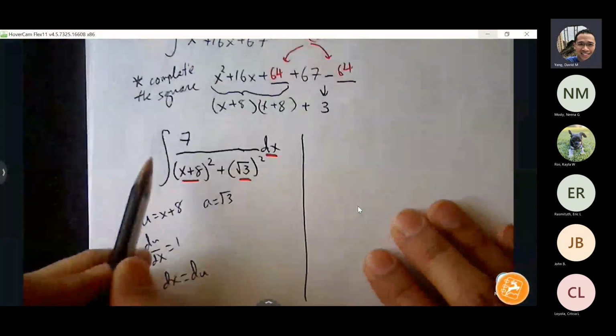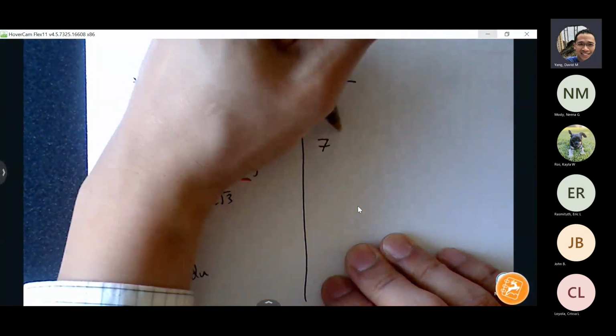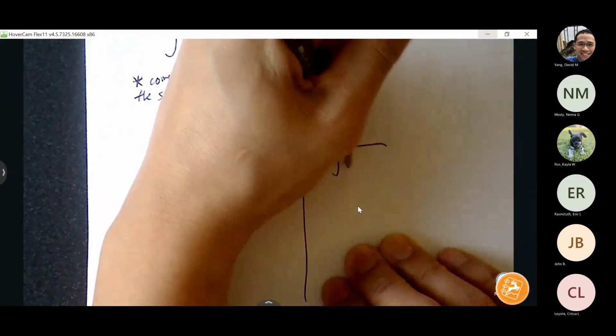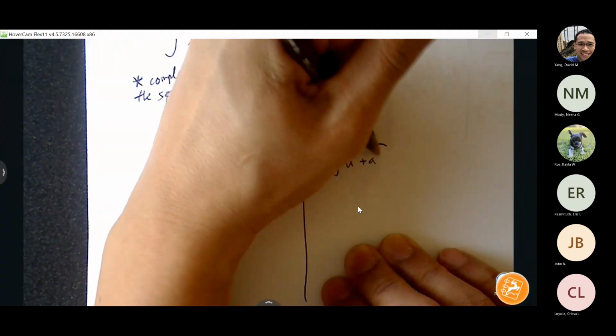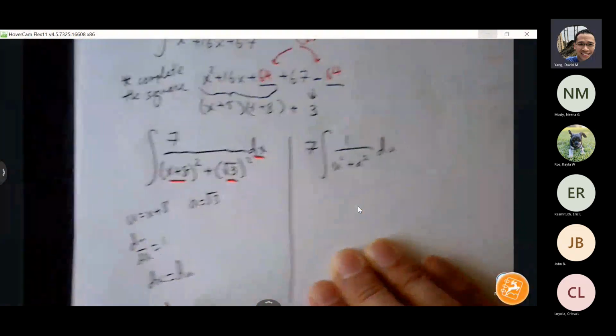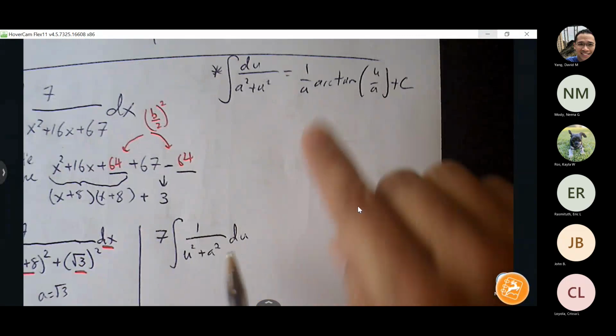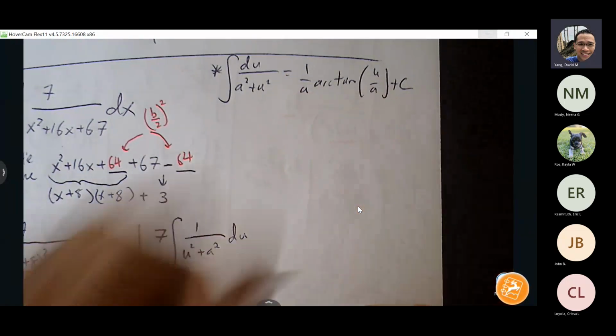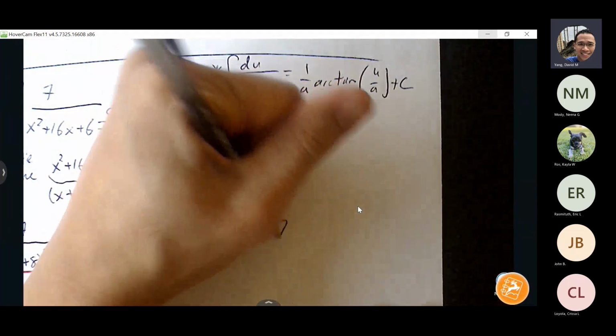I'm going to pull the 7 out in front. I know that I can just sit out here in front. dx gets replaced with du. Perfect match. I can apply my rule now. The 7 is going to hang out in front, so that's going to come out first.